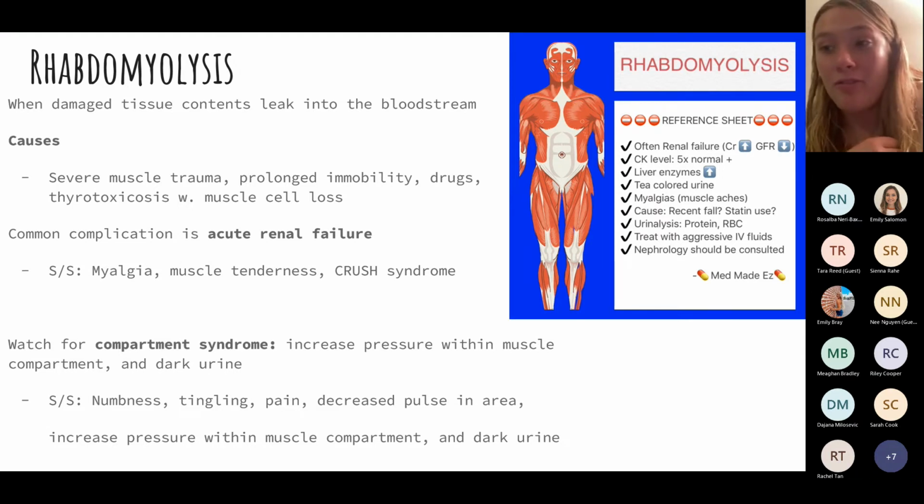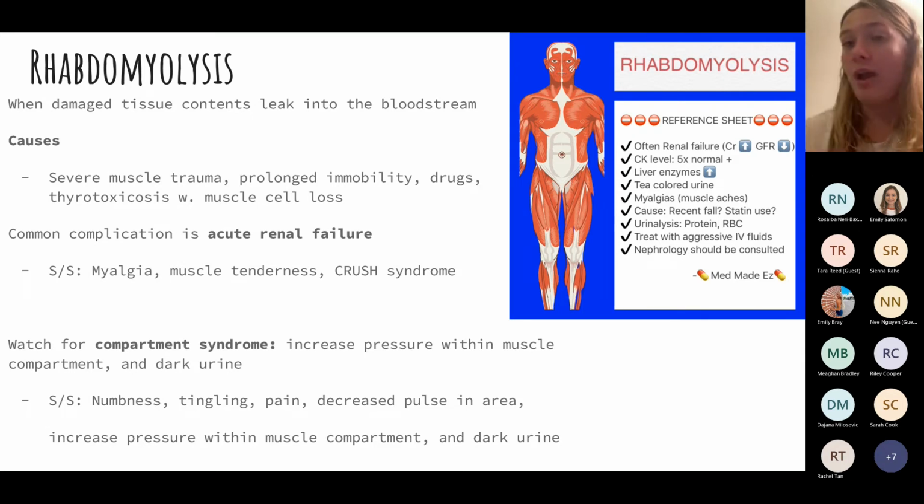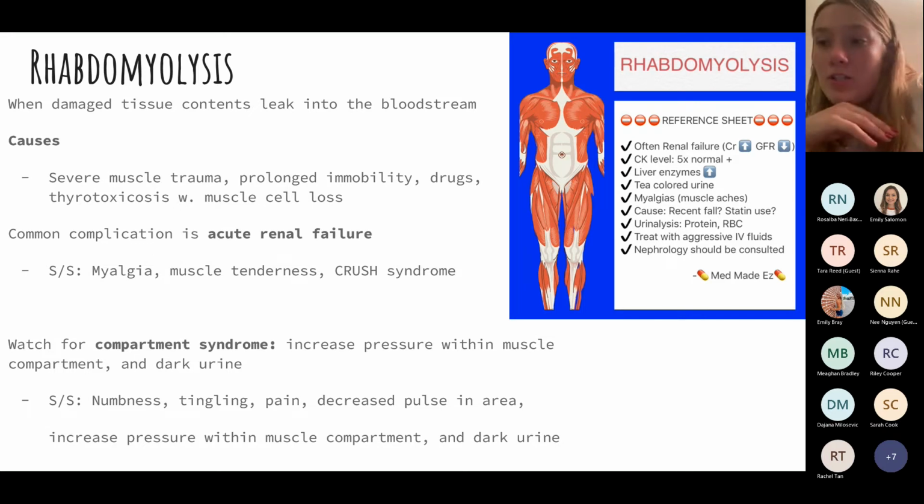If you go to palpate for a pulse, you're going to feel a decreased pulse distal to wherever the compartment syndrome is occurring. I don't know if any of you watch Grey's Anatomy, but there is an episode where Owen Hunt, I believe it was Owen Hunt, had to treat a teenage football player with compartment syndrome. I'm pretty sure you can look that up. They do a really good job of explaining it and putting it all together.